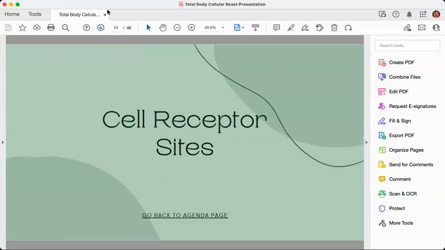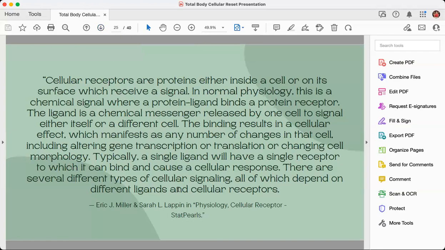So the cell receptor sites, what are they? Cell receptors are proteins either inside a cell or on its surface which receive a signal. In normal physiology, this is a chemical signal where a ligand binds a protein receptor. I think it's pronounced ligand, but I've only ever read it. The ligand is a chemical messenger released by one cell to signal either itself or a different cell. The binding results in a cellular effect, which manifests as any number of changes in that cell, including altering gene transcription or translation or changing cell morphology. Typically, a single ligand will have a single receptor to which it can bind, and cause a cellular response.